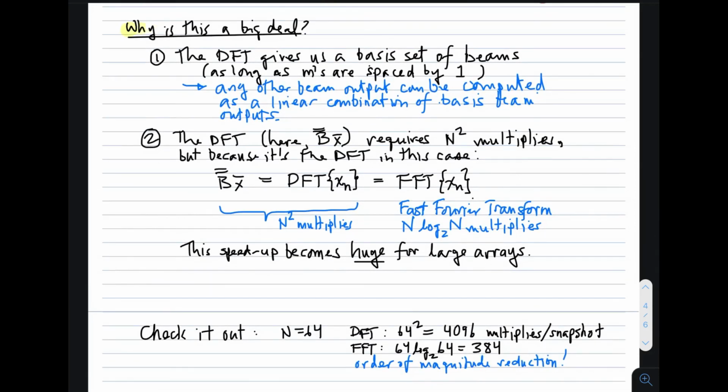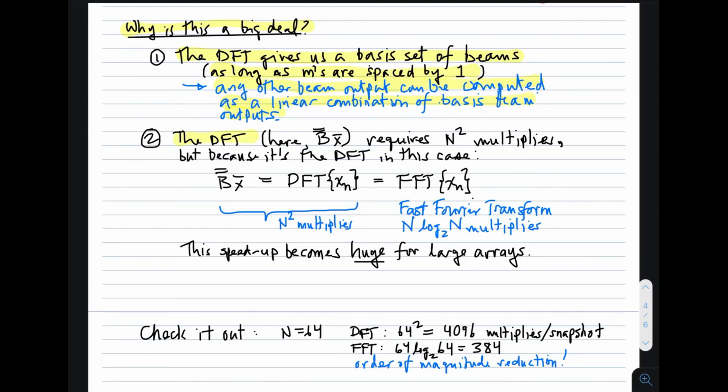So why is this a big deal? There are two reasons why this result is important in array signal processing theory. One is the DFT gives us a basis set of beams. We know this already from the theory of Fourier transforms and linear algebra. So as long as those m's are spaced by 1, that is, the difference between each value of m is 1, then we get this DFT for that particular geometry that we set up, and any other beam output can be computed as a linear combination of the basis beam outputs.